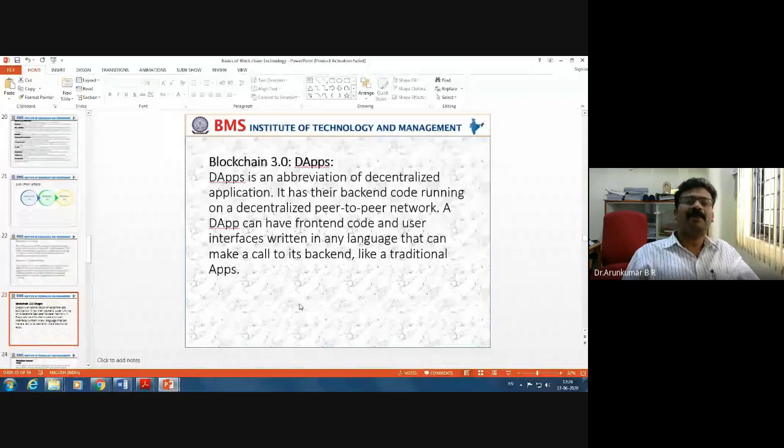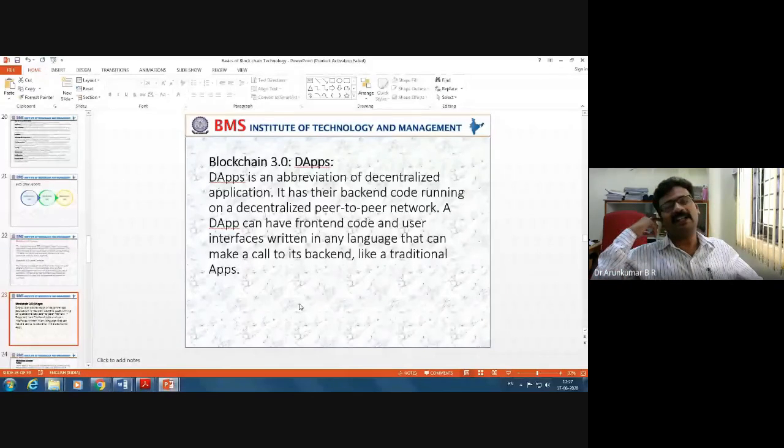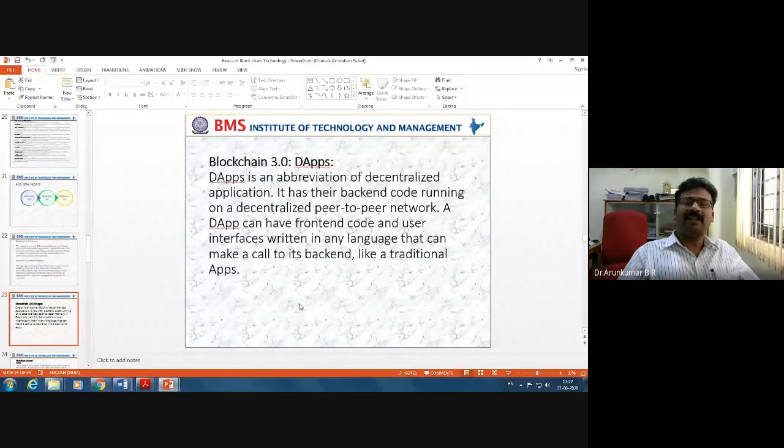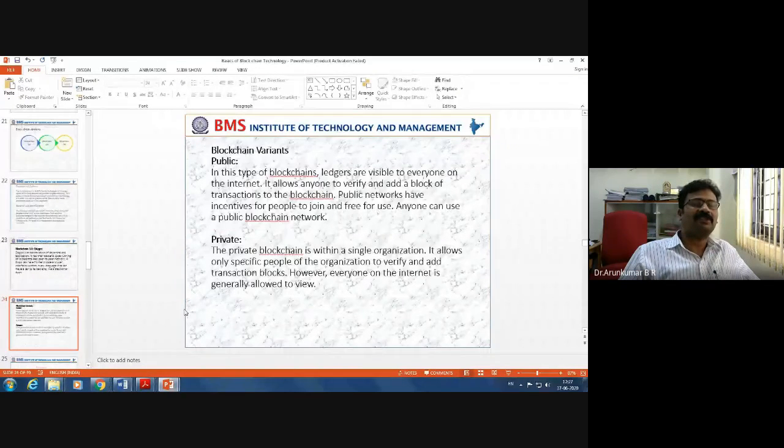The third type of blockchain version is blockchain 3.0, called DApps. DApps is an abbreviation of decentralized application. It has its backend code running on a decentralized peer-to-peer network. A DApp can have front-end code and user interfaces written in any language that can make a call to its backend, like traditional apps, blockchain DApps.